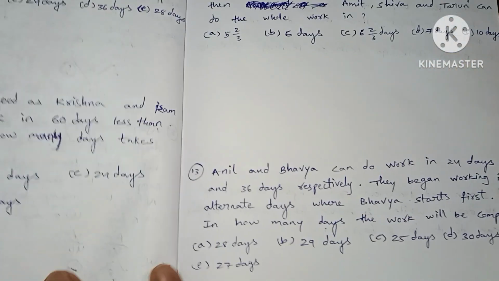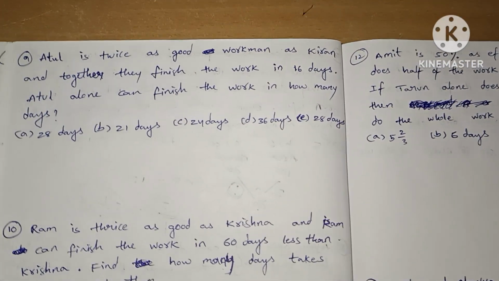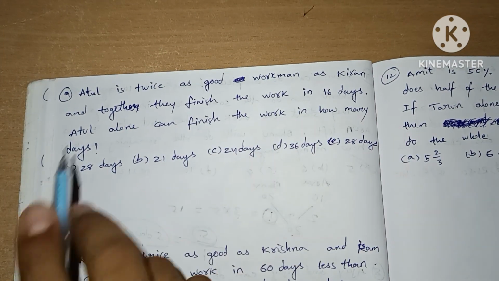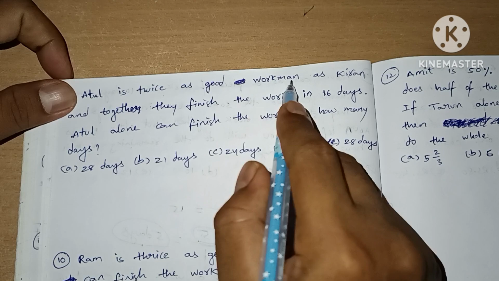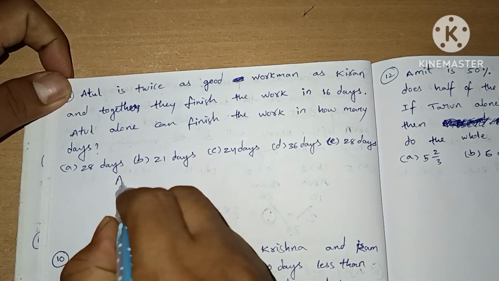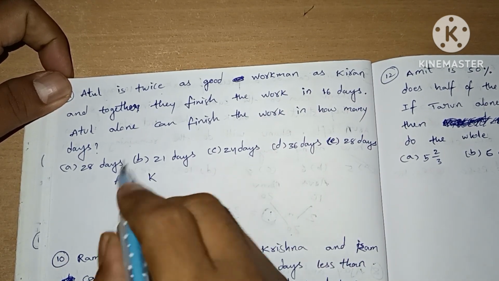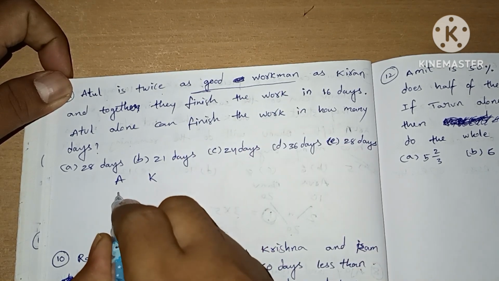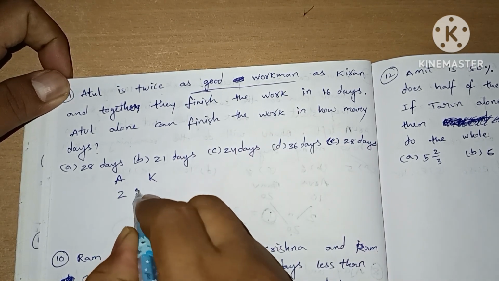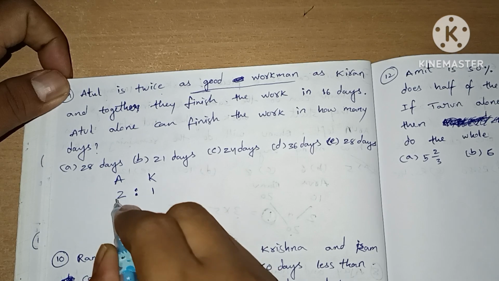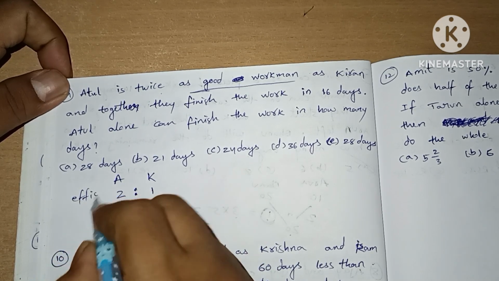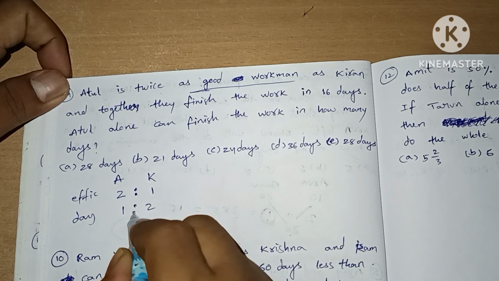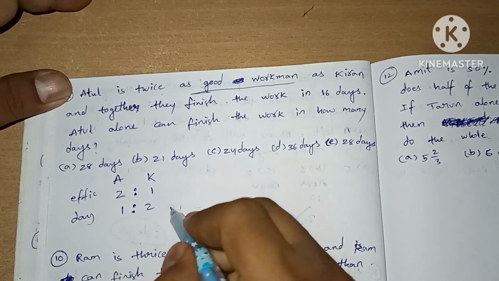Next we are going to see question number 9. Atul is twice as good a workman as Kiran. So Atul and Kiran, talking about a good workman, so talking about efficiencies. Atul is twice as efficient as Kiran. So these are efficiencies, so the days ratio must be in reverse order, reciprocal. 1 is to 2.